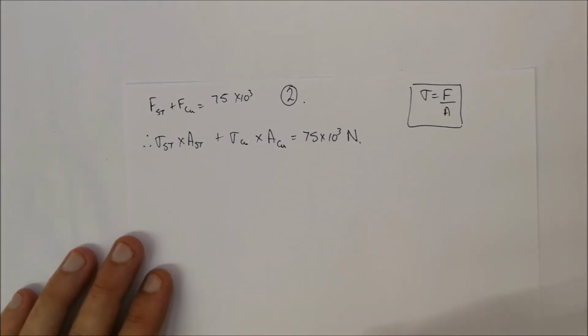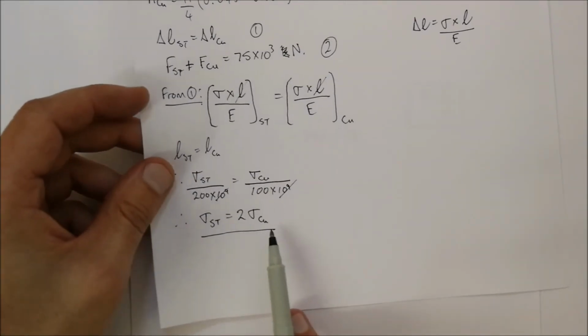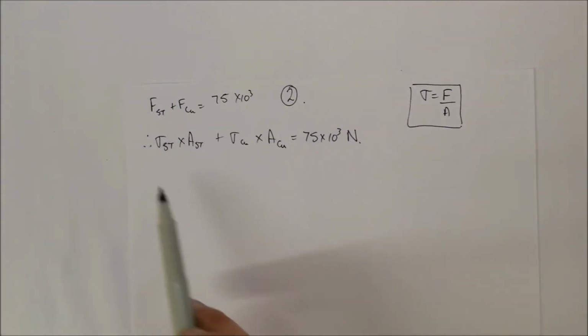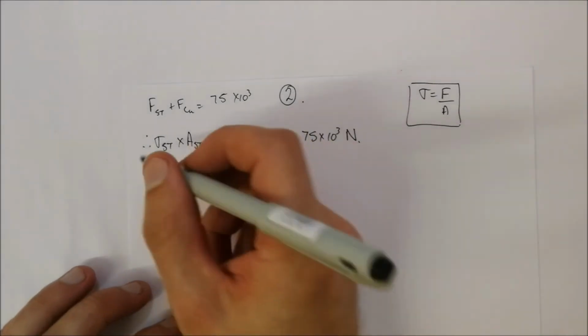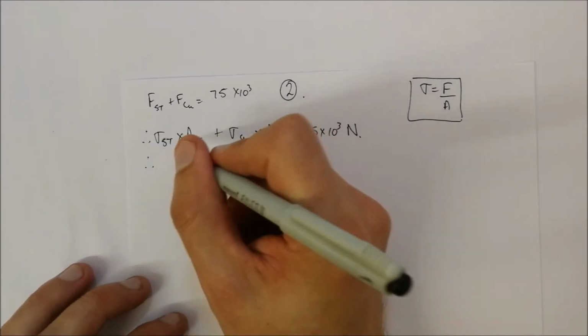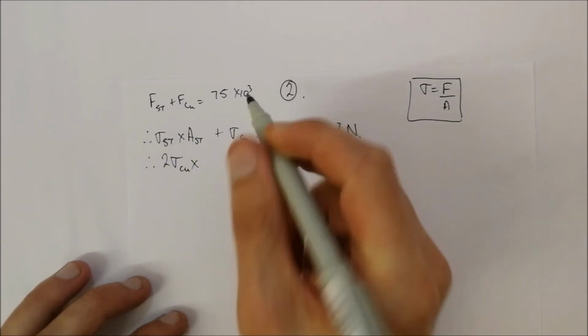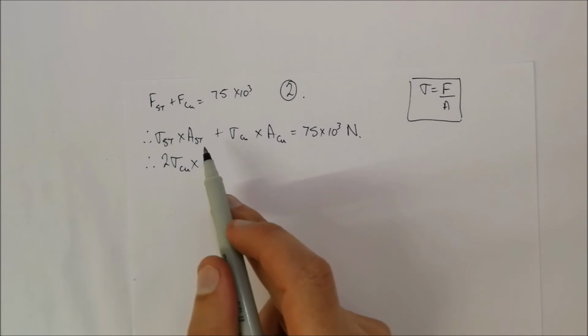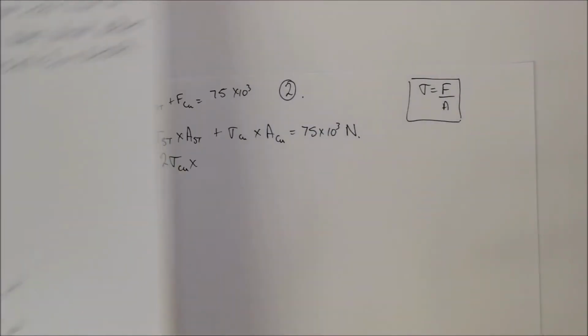Okay, so now we're going to substitute values into this, but we've just calculated over here that the stress of steel is equal to 2 times the stress of copper. So wherever we see stress of steel, we're going to substitute 2 times the stress of copper. So we're going to say that 2 times the stress of copper multiplied by the area of steel. The cross-sectional area of steel we've calculated. Remember, that was 430.873 times 10 to the minus 6 square meters.